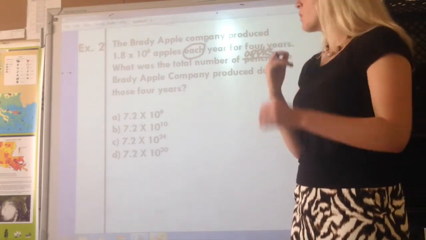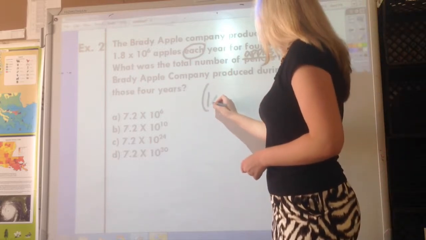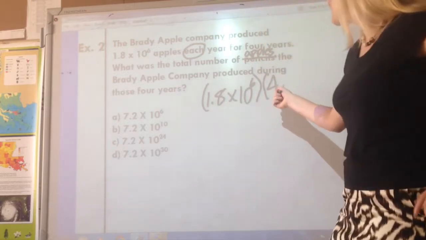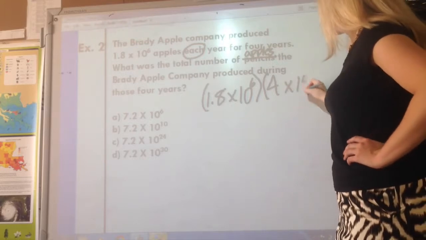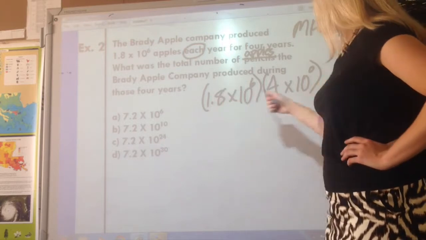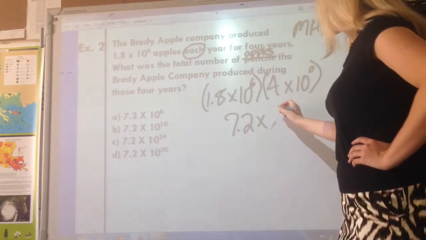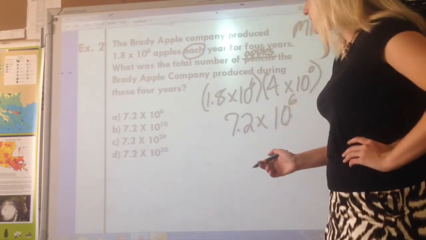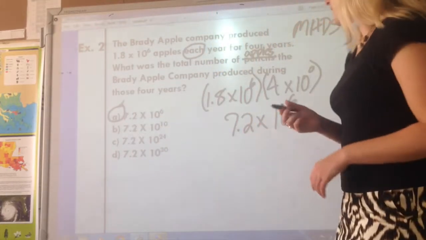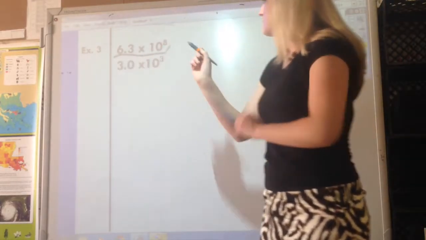So I could add 1.8 times 10 to the 6 over and over and over again, or I could just multiply it. Let's multiply it out. 1.8 times 10 to the 6 times 4. Now, since 4 is a naked number, I know that that means times 10 to the 0. And all I have to do here, again, is remember my MADS rule. 1.8 times 4 is going to come out to 7.2. And then all I have to do is add my exponents, times 10 to the 6. Super easy. So then I look over and I see what my answer choices are, and I see that answer choice A is the answer that came out to. Let's move on.